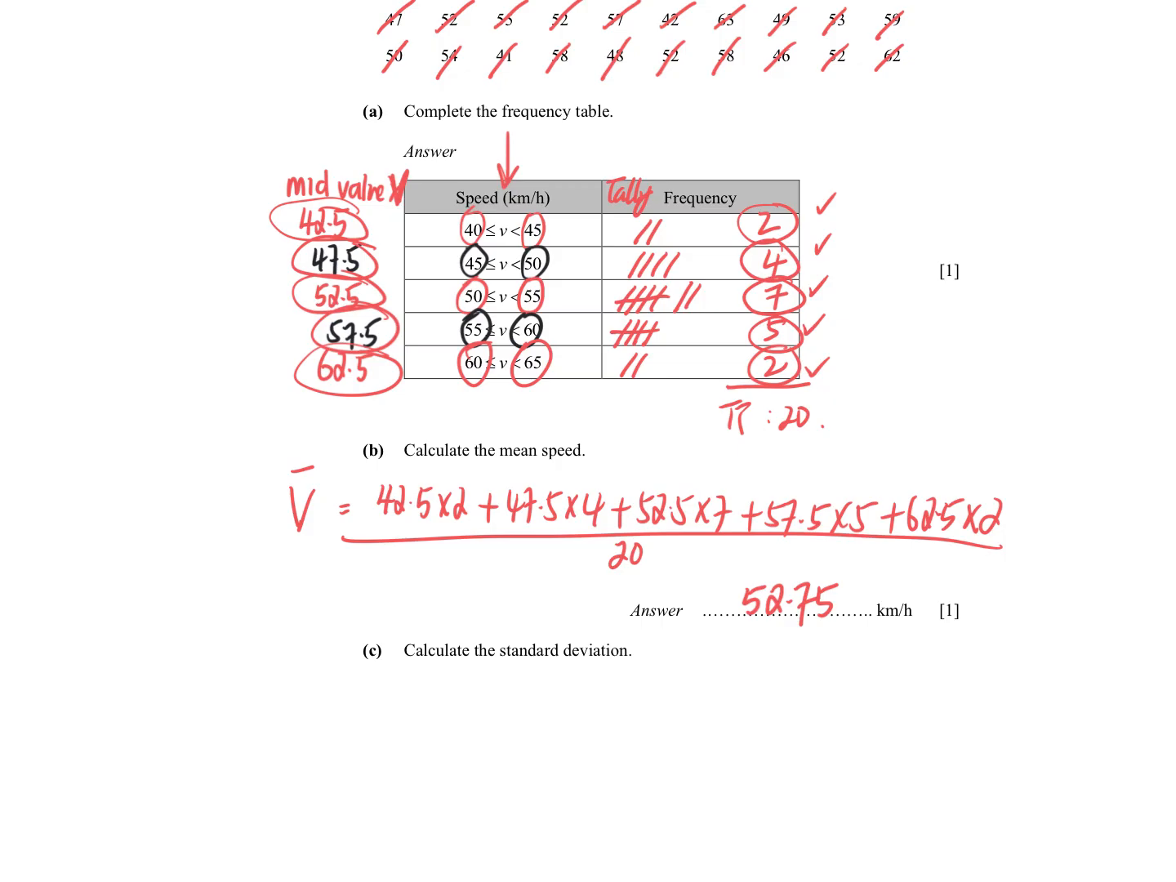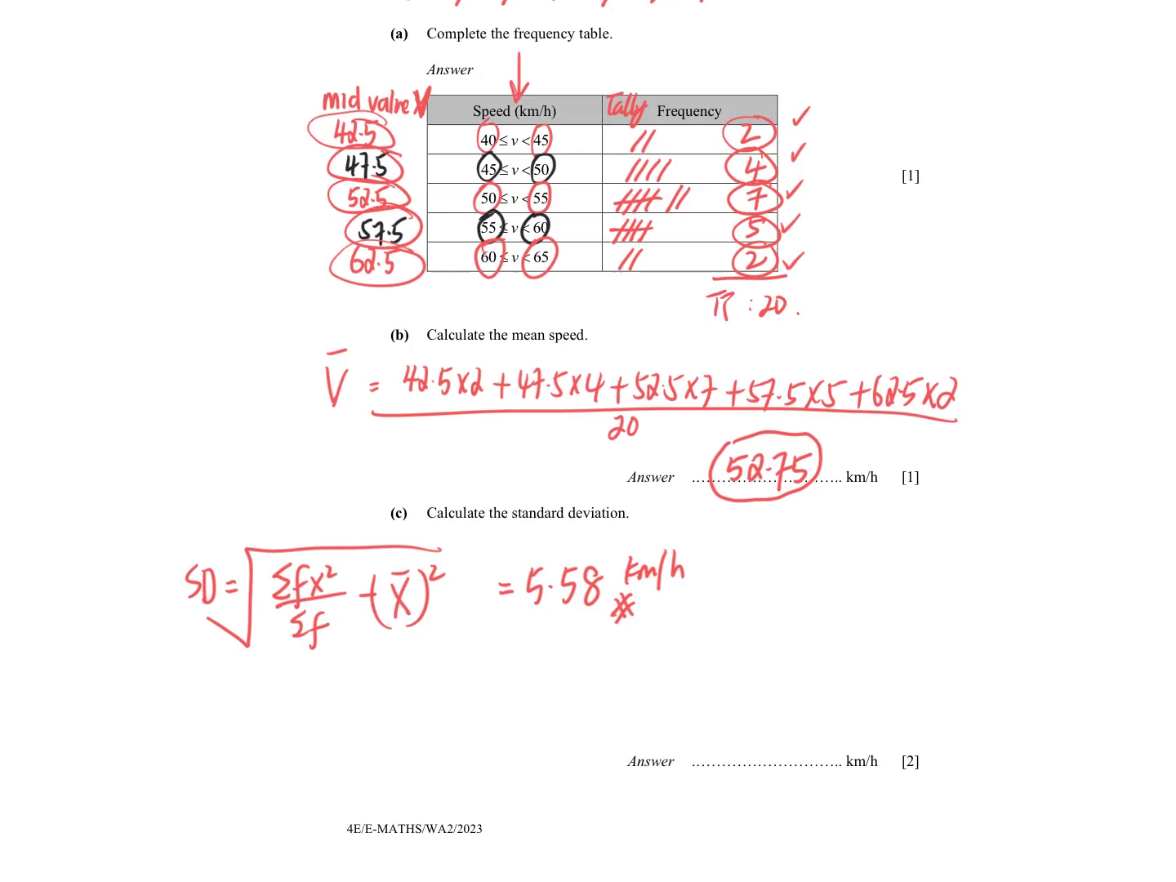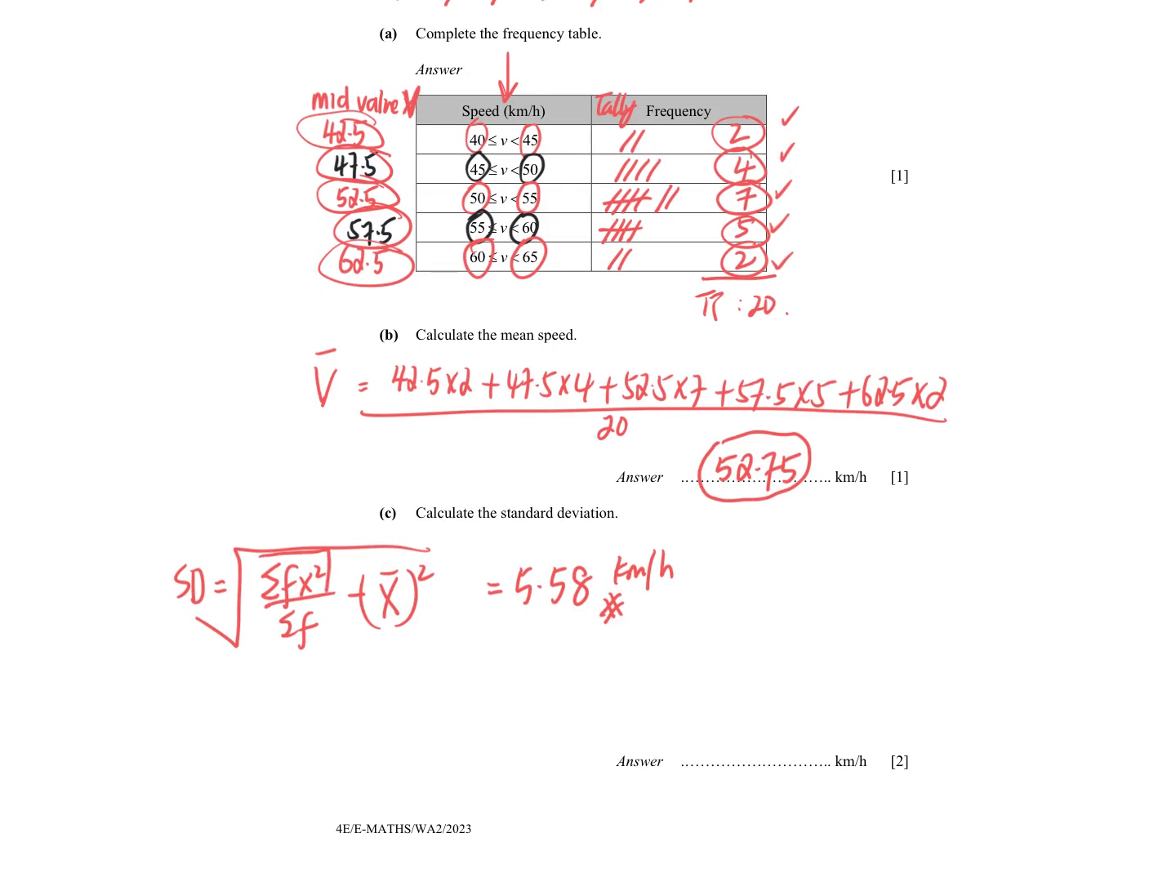So standard deviation, remember you have a formula here. They put it on the first page. So in case you forget the standard deviation formula, and this one is mean. Oh, I'm talking about standard deviation. What's your answer? 5.58457. So 5.58. Okay, the unit is kilometer per hour. Follow through.